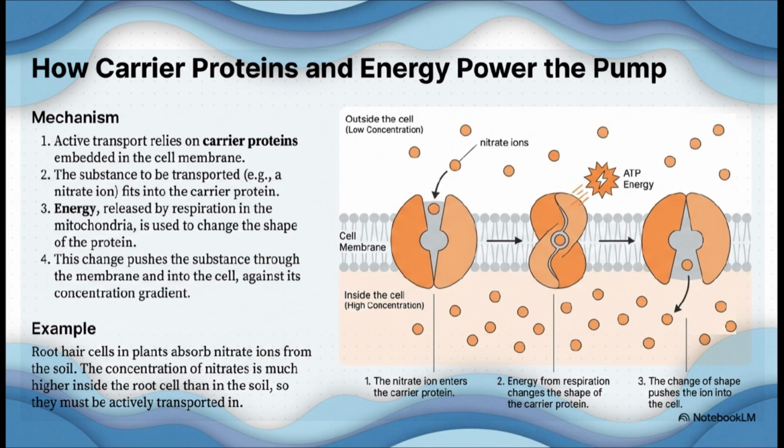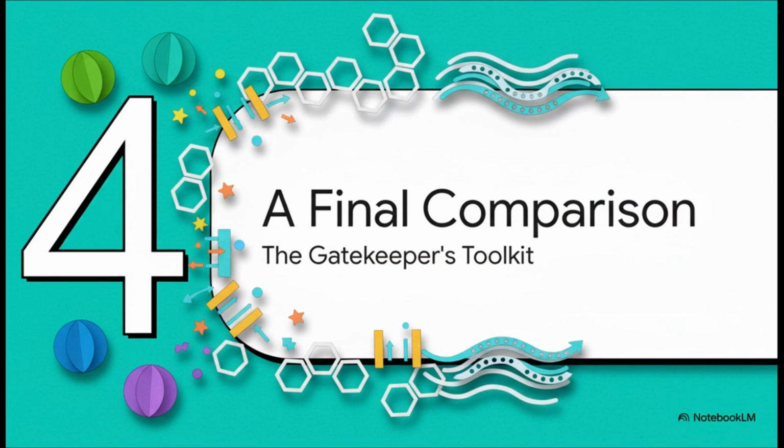So how does the cell actually do this heavy lifting? Well, embedded in the cell membrane are these special things called carrier proteins. You can see it in the diagram here. A specific ion, like nitrate, fits perfectly into the carrier protein. Then, the cell uses a burst of energy in the form of ATP to make the protein change its shape. And boom, it literally pumps the ion across the membrane and into the cell, even though it's already crowded in there. It's amazing.